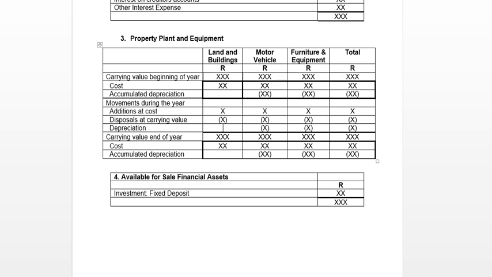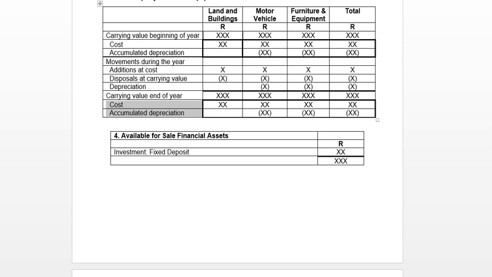you start with your carrying value as at the beginning of the year, and your carrying value is your cost price less accumulated depreciation. You've got your movements during the year, so that's any additions, and these additions should always be at the cost price. You've got your disposals, and these disposals are always at the carrying value. Okay, and then your depreciation for the year. And then that will determine your carrying value as at the end of the year. So it's going to be your cost price less your accumulated depreciation as at the end of the year. So that's your property, plant, and equipment note.